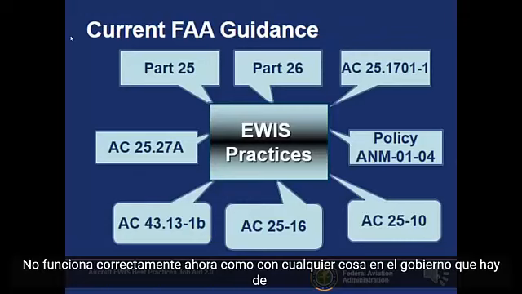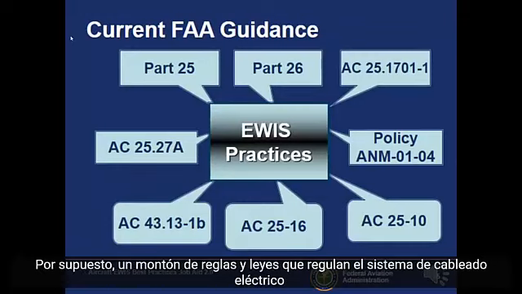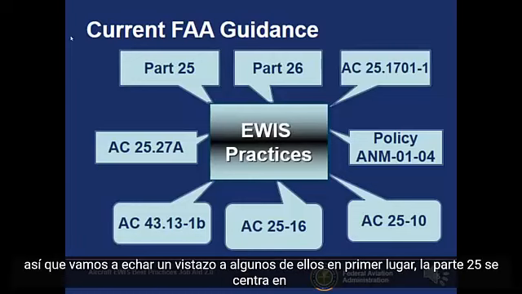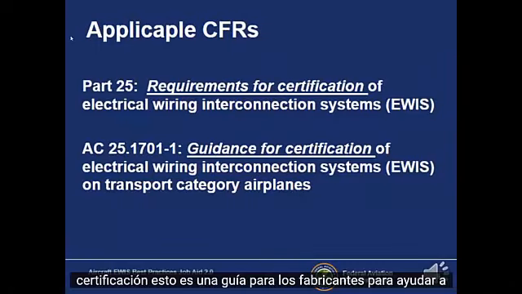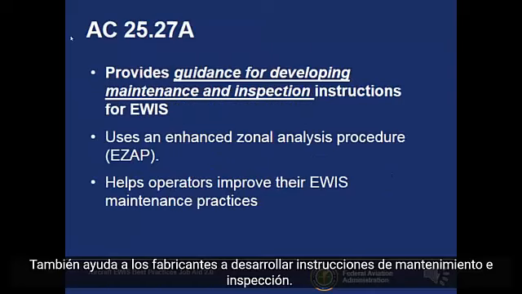Now, as with anything in the government, there are of course a ton of rules and laws regulating the electrical wiring system. So we'll take a look at a few of them. First of all, Part 25 focuses on certification. This is a guidance to the manufacturers in helping the manufacturers create proper electrical wiring systems. It also helps the manufacturers develop maintenance and inspection instructions.